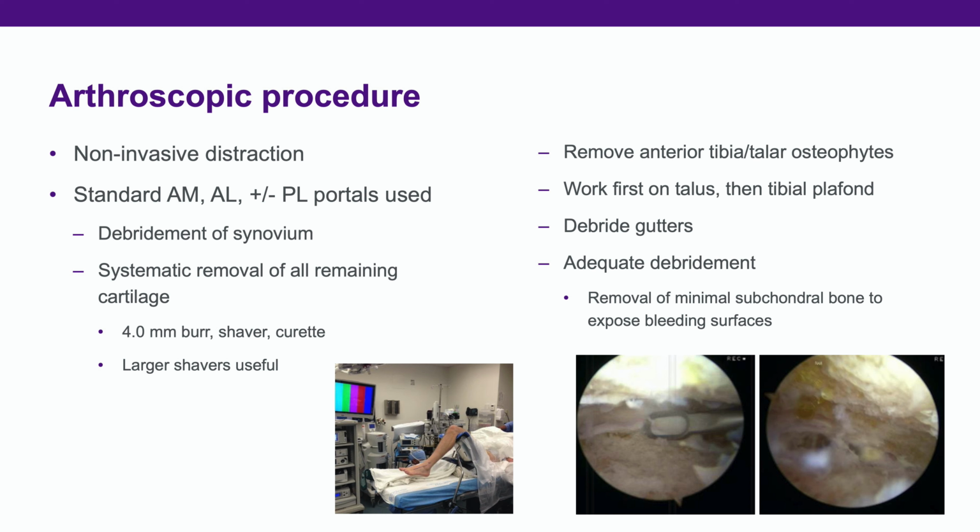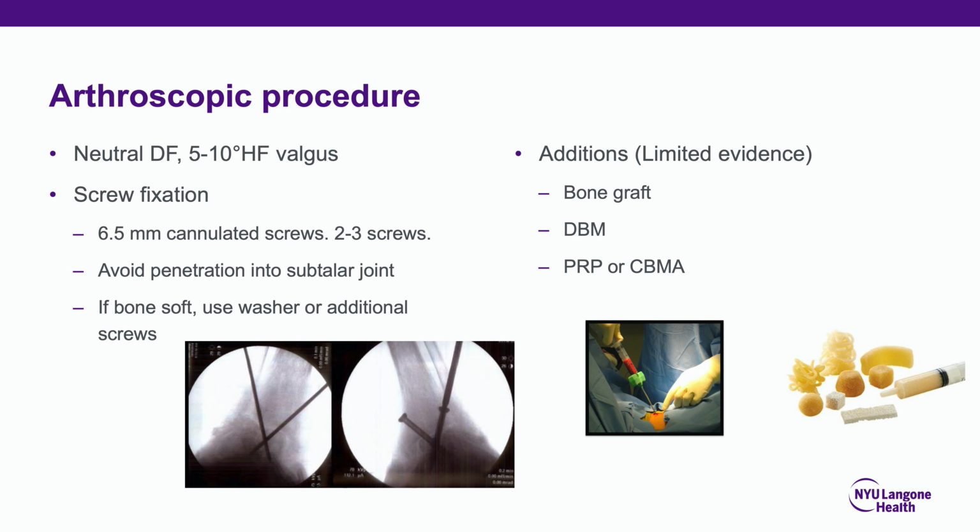Now, the procedure for arthroscopic debridement is the same as standard: non-invasive distraction of the joint, remove anterior osteophytes initially to gain access to the joint, and debride the talus and then the tibial plafond, and debride the gutters. And once we're down to bleeding subchondral bone, then we can fix this with cannulated screws.